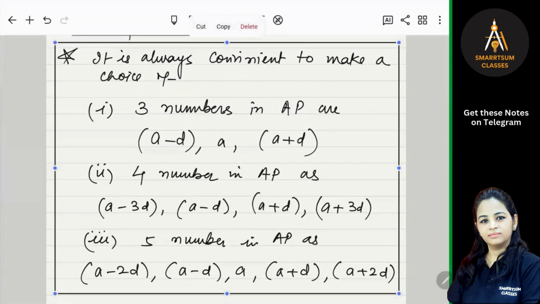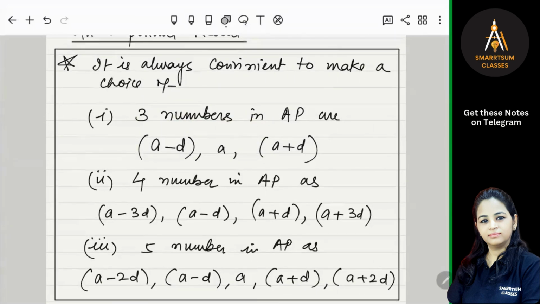Is it clear? Okay, have you noted? I'm noting.